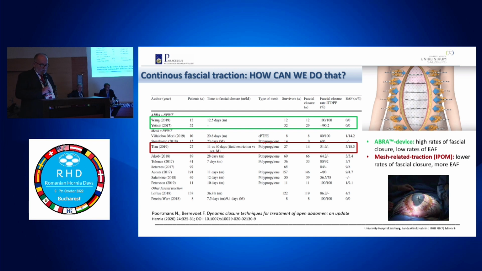There's, to my knowledge, one study from the Netherlands, from Portmont, who compared these devices, and they found out that the Abra device has a high rate of fascial closure with a low rate of intra-atmospheric fistula, but the mesh-related traction by an IPOM mesh leads to lower rates of fascial closure and higher rates of intra-atmospheric fistula.